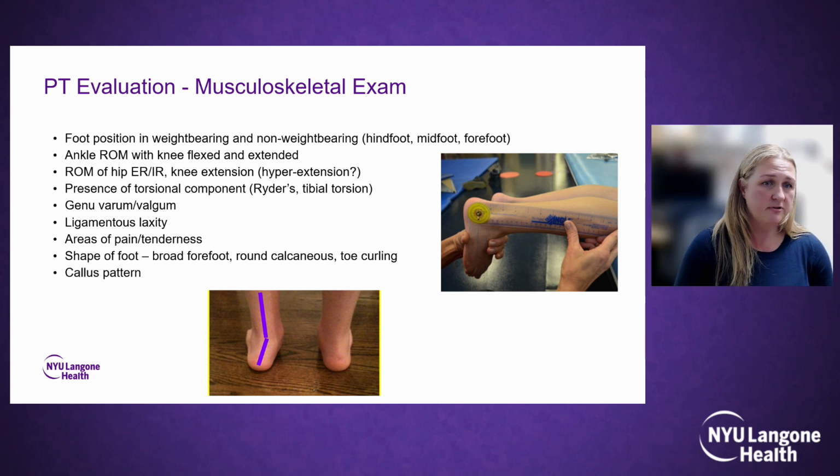Also look at the shape of their foot. That can give you some information. If they have a really broad forefoot and a little tiny round calcaneus, you know that they're just a chronic toe walker, that their heel has never really met the ground the way it should be. You can also look at the callus pattern and their shoe wear. That can also give you some insight of how they're walking, how their foot is hitting the ground, where they're getting their push off.